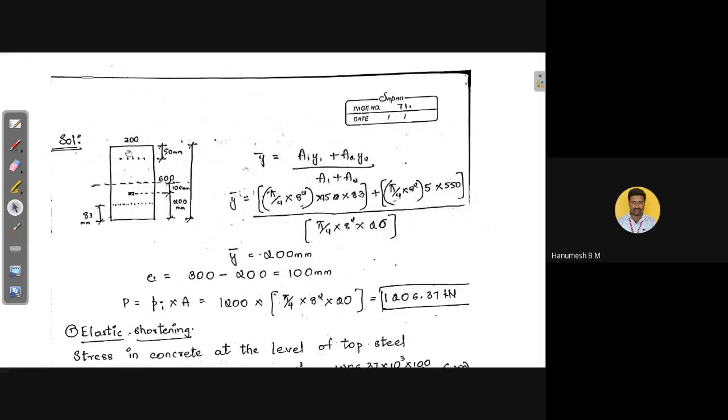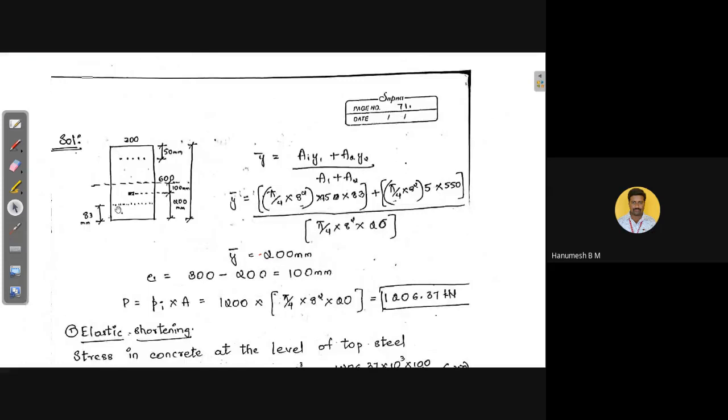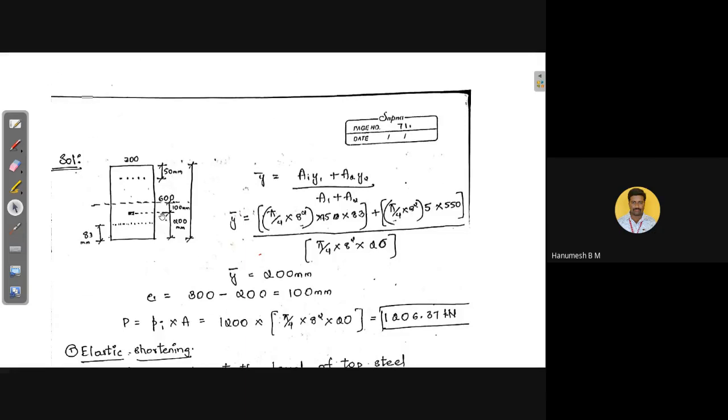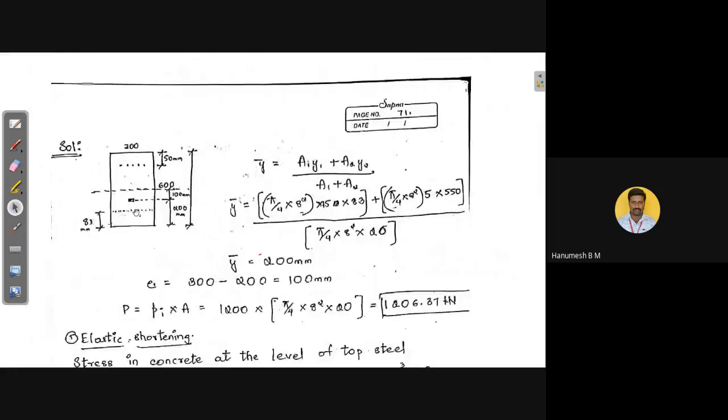Cross sectional dimension is given 300 by 600 mm, and it is 300 mm wide and 600 mm deep. There are 5 wires at a distance of 50 mm from top of the beam. Top of the beam, it is 50 mm. Next, what is there? 15 numbers of 8 mm high tensile wires. There are 15 wires. Where are they? 83 mm from soffit of the beam. Now, say these are the two locations of the wires.